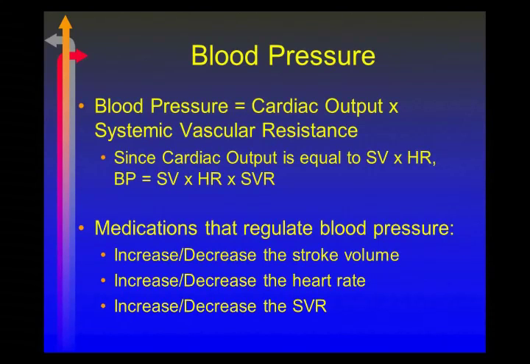Blood pressure, we didn't really talk much about this, but mathematically, if you want to look at it that way, it's the cardiac output times the SVR. So cardiac output is really stroke volume times heart rate, so the blood pressure is related to the stroke volume, related to the heart rate, and related to the vascular tone that is present.